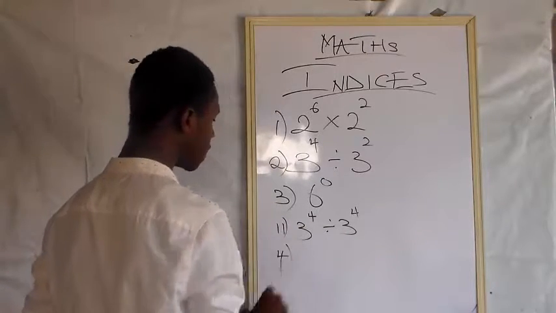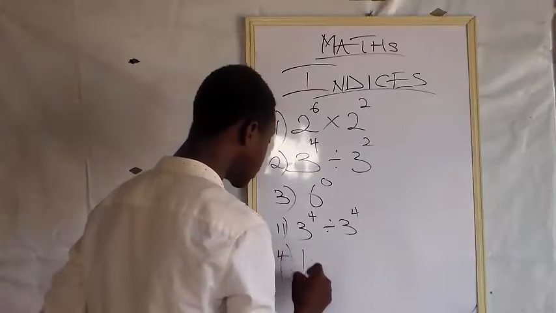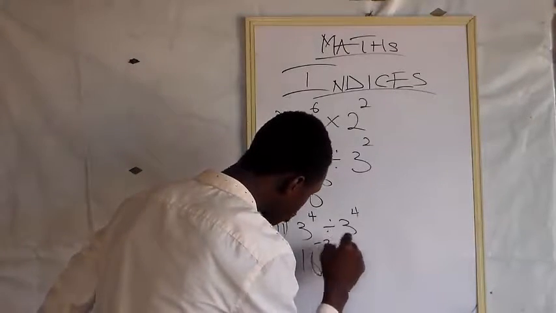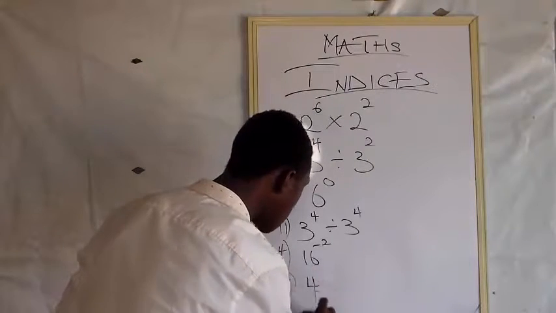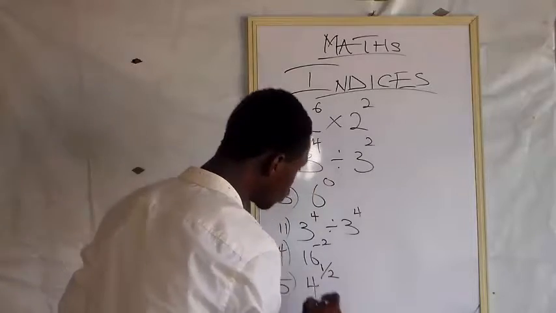And we have a question like 16 raised to power minus 2. Now the first question is going to be 4 raised to power 1 all over 2.